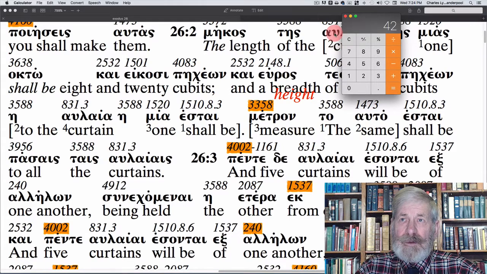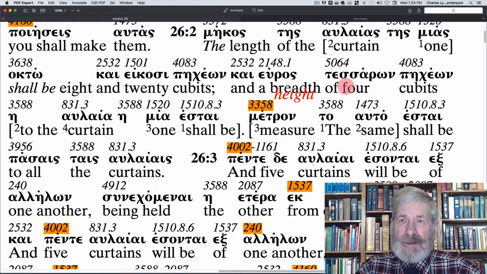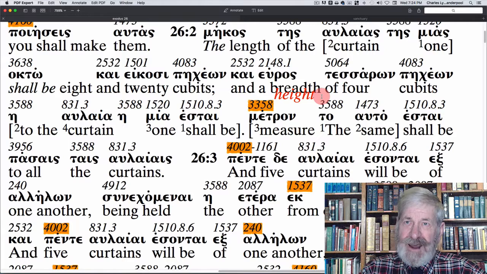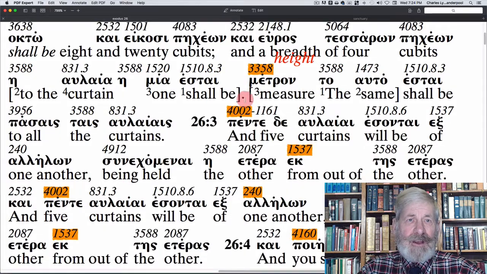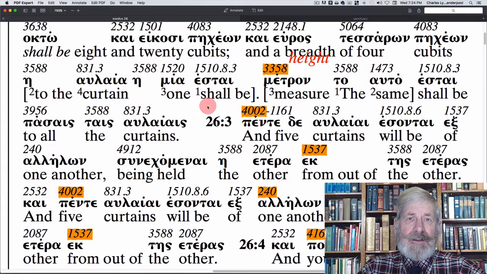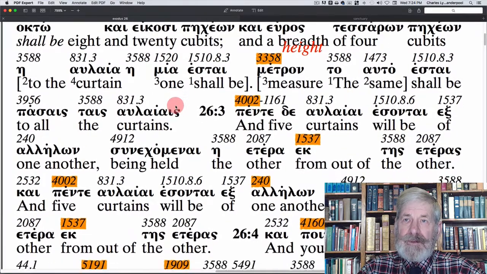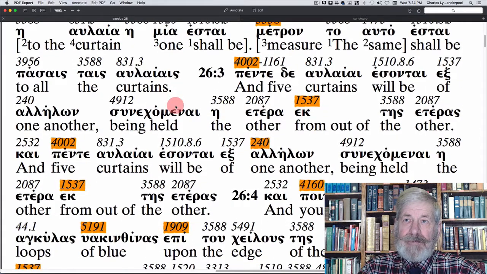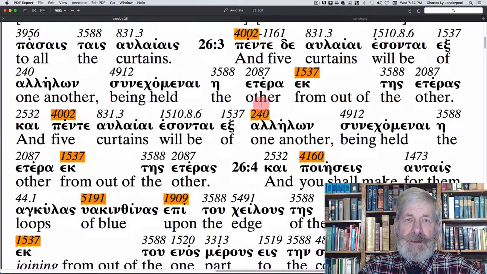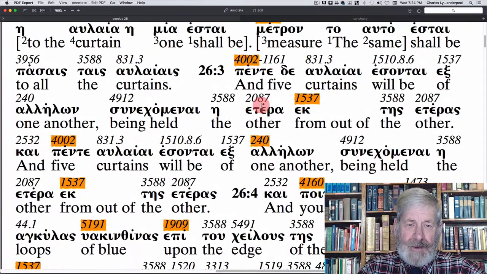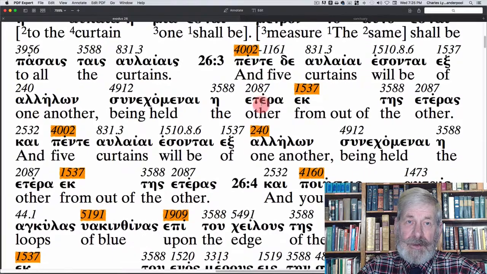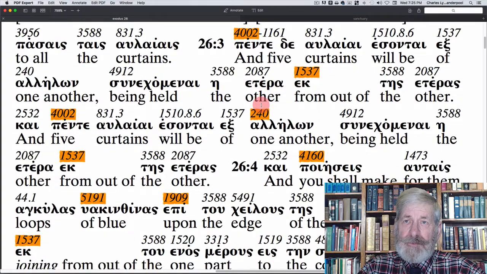And 6 foot would be the breadth, and this is actually the height of the curtain. So one curtain is 42 feet. Now, how much area it covers with the posts, I'm not sure if it even says, and it says the height of 4 cubits, that's 6 foot, shall be to the one curtain. The same measure shall be to all the curtains, and 5 curtains will be to one another, being held. So the 5 curtains would make it 210 foot long, I believe.